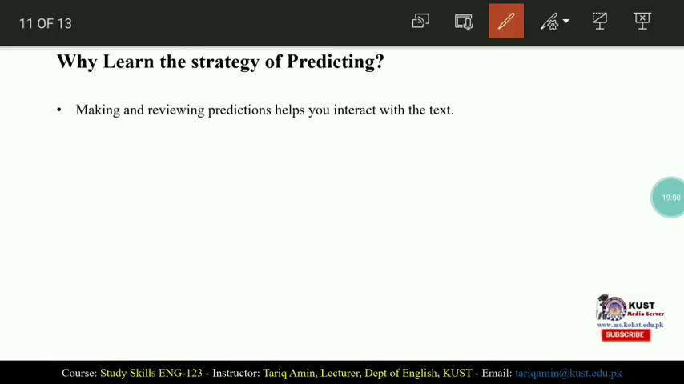Making and reviewing predictions helps you interact with the text. When you make predictions, it means that you are an active reader. Apart from making predictions, you are reviewing them to see whether your predictions are right or wrong. So you make predictions and you review your predictions, and this helps you interact with the text.